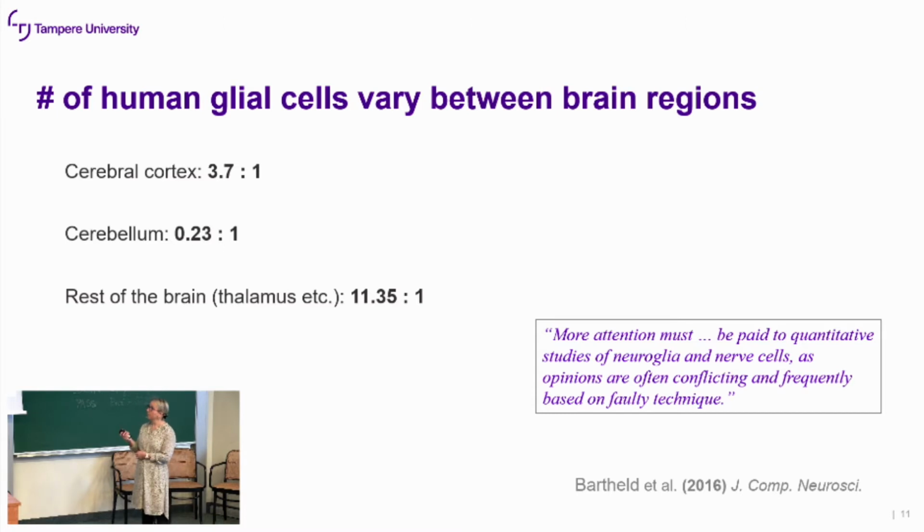And of course, here we have to remember that it's all glial cells that I listed, not only astrocytes that we are now mostly discussing in this talk. But what I wanted to point out here, it's from this paper, where also most of these numbers are, but there is also other supportive literature. It's stated that more attention must be paid to quantitative studies of neuroglia and also nerve cells, as opinions are often conflicting and frequently based on faulty techniques. So we really need to improve in this field as well.